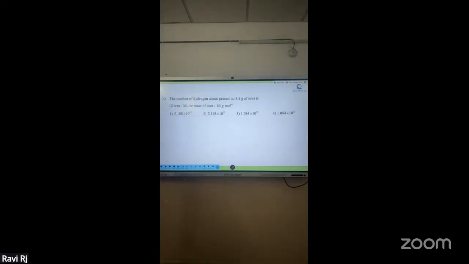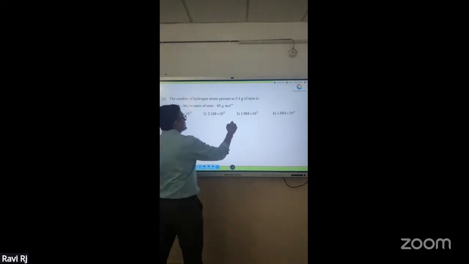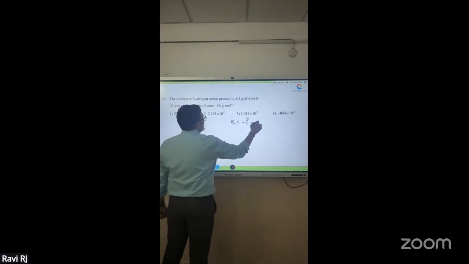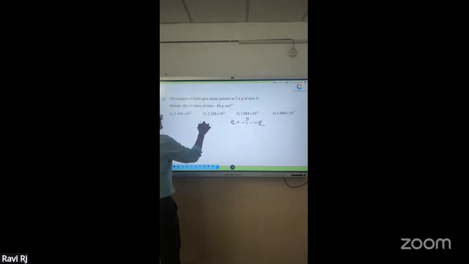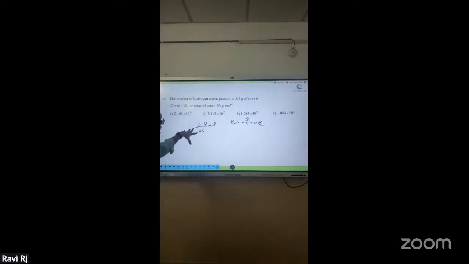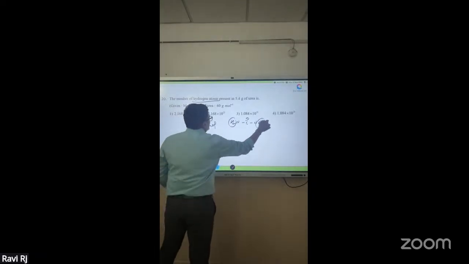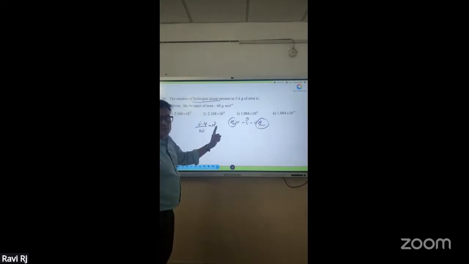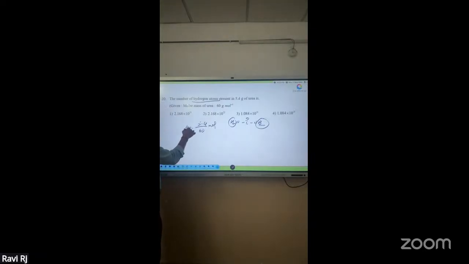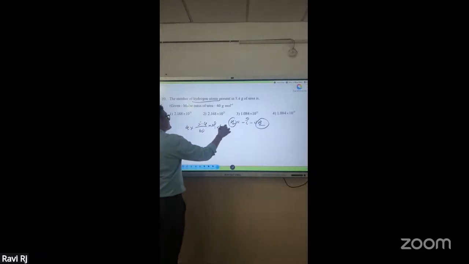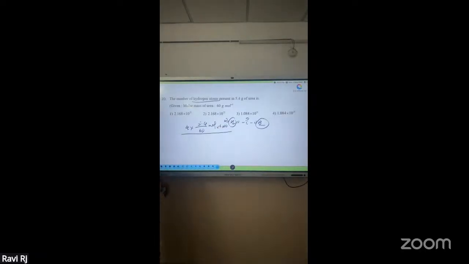Next, the number of hydrogen atoms present in urea. You know the formula for urea, right? You're given 5.4 gram. That means you need to find the moles of urea, weight divided by molecular weight. So you get the moles of urea, and you have to find the hydrogen atoms. You have to check how many moles of hydrogen there are. You can see 1 mole of urea has 4 moles of hydrogen. So 4 times this much will be the moles of hydrogen. Then you are asked how many atoms are present, so multiply by 6 into 10 power 23 to get the right answer, right? When you simplify this, you'll get the right answer.